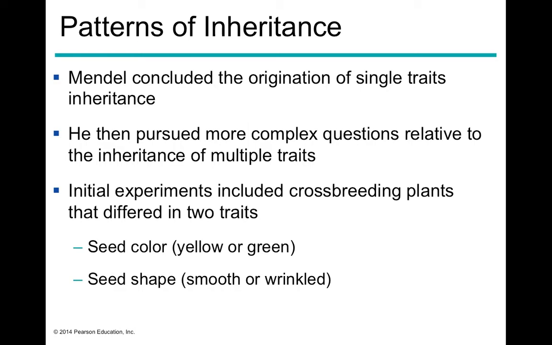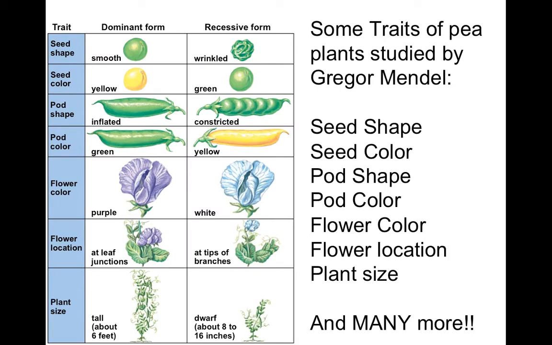So Mendel used this to help pursue more complex questions, right? Now that he knows how certain things work and he knows the mathematical proportions, then he can ask questions relative to the inheritance of multiple traits. So how are these traits inherited together, etc. And so this is something called a dicross or dihybrid cross, and we can look at two different traits. For the one that I'm going to show you, we're going to be looking at seed color and seed shape. But there are multiple other traits that Mendel studied.